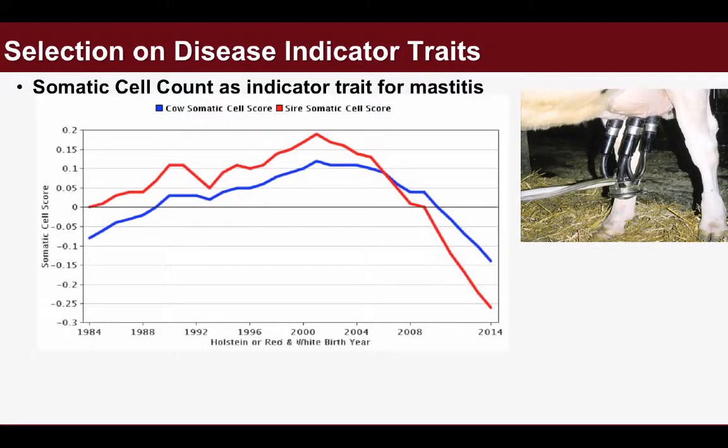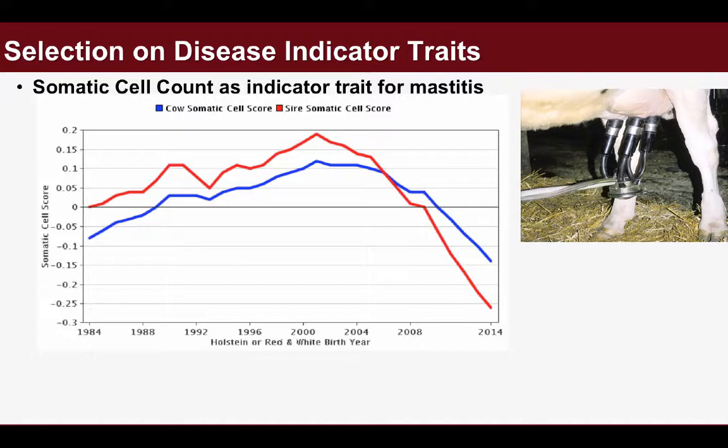A prime example of using an indicated trait for selection for disease resistance is somatic cell count in milk as an indicated trait for mastitis in dairy cattle. Whereas records on incidence of mastitis are often incomplete and inconsistent, and they only capture clinical cases of mastitis and also have low heritability, somatic cell count captures both clinical and subclinical mastitis, is more heritable, and is easily recorded on milk samples that are routinely submitted for milk recording.